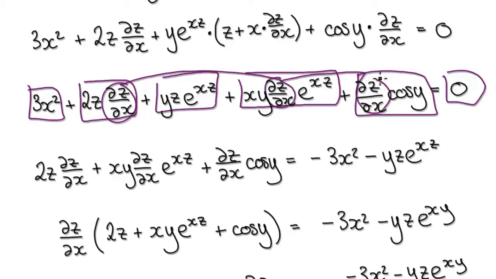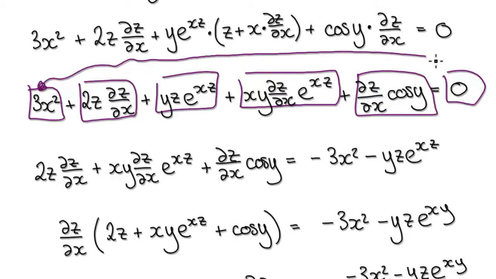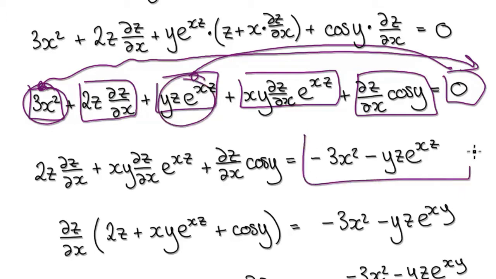So get all the dz by dx on one side and all the rubbish on the other side. This is rubbish because it doesn't contain dz by dx, so chuck it on the other side. Throw this on the other side. So in your mind, take away this and take away this. That will then give us this thing here.